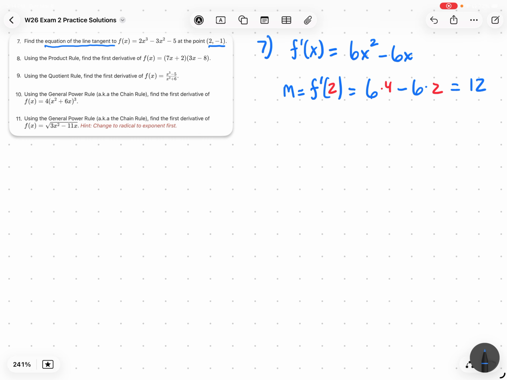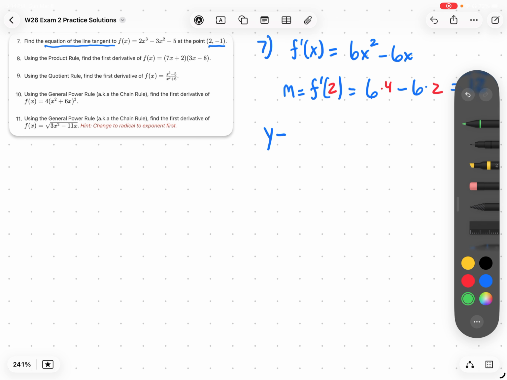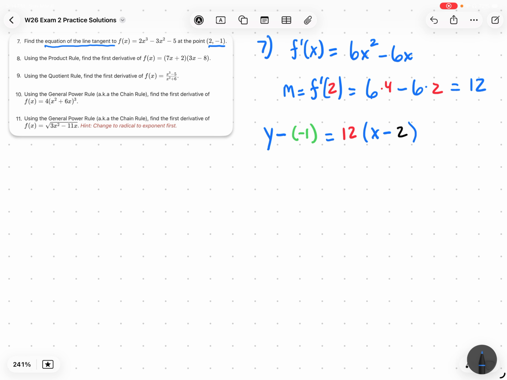Now, what we do from here is we use our point slope form for the equation of a line. So I'm going to start out with y minus, and then I'm going to write that y coordinate in there. That's a negative 1. So that's like y plus 1 equals, and then my slope, we'll write that in, that was 12. And then times x minus the x coordinate, which was a 2. So basically I filled in the green, the red, and the black into the point slope form.